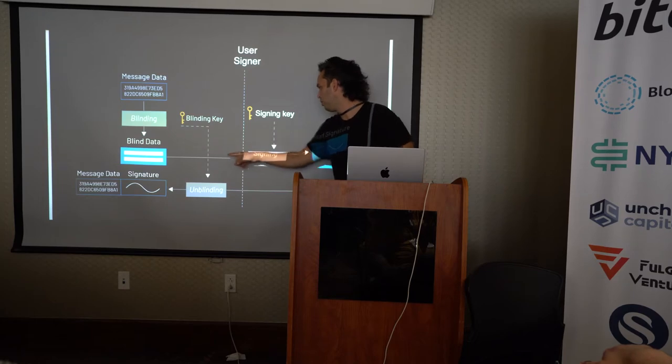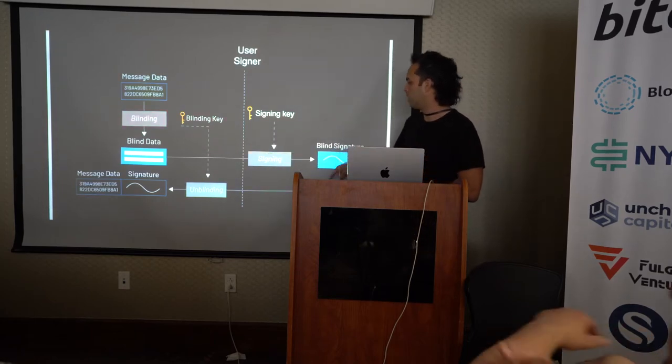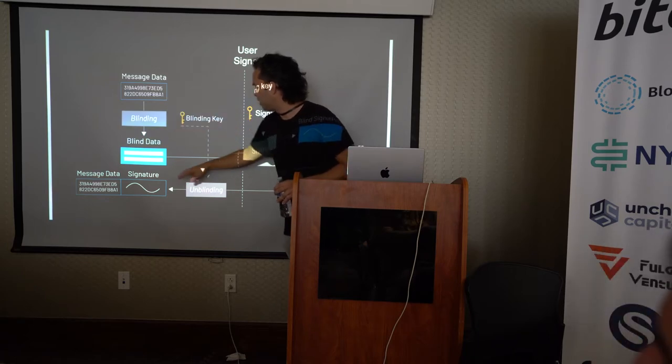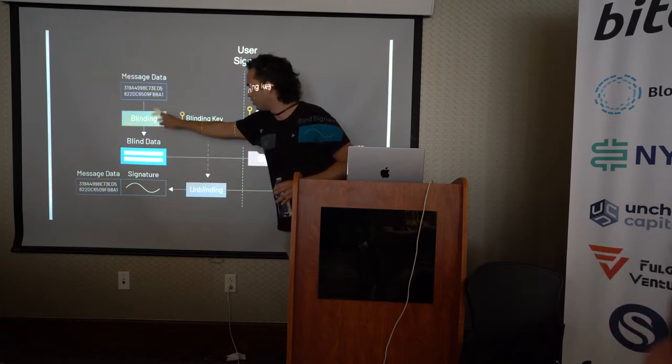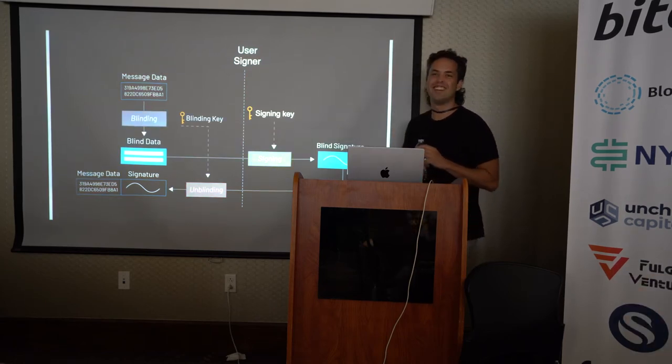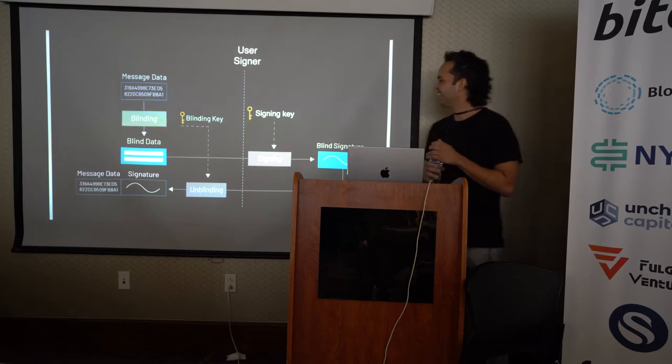So they go and sign this message. They don't know what it is. And then basically this blinding operation can be reversed, so you get a real signature for this real message. Does that make sense? Did I get that right for the cryptographers in the room? Ben Carman approves. We're cooking with gas here.